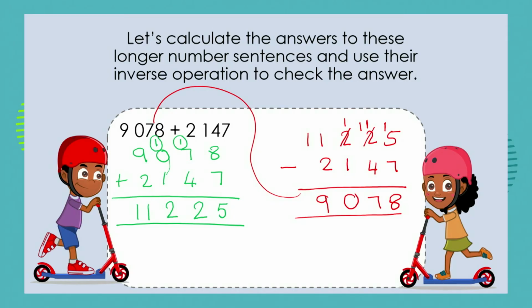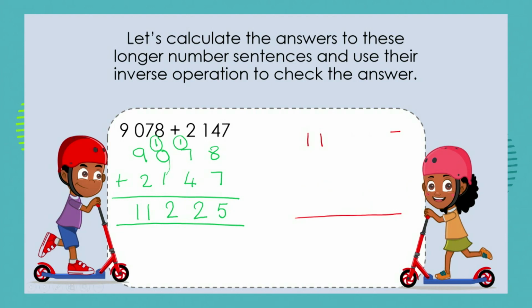So when we do inverse operations, we can sometimes use the opposite number. Like what we just did now, we chose to minus the 2,147. What happens if I minus the 9,078 instead? So I change this to 11,225 stays the same. We minus 9,078. Let's check our answer.